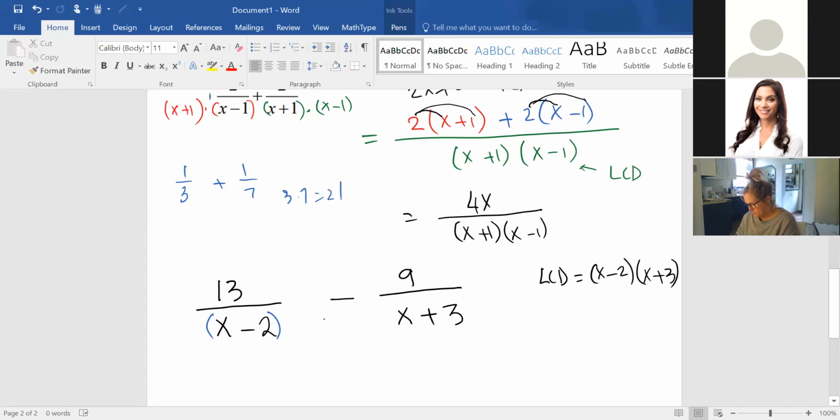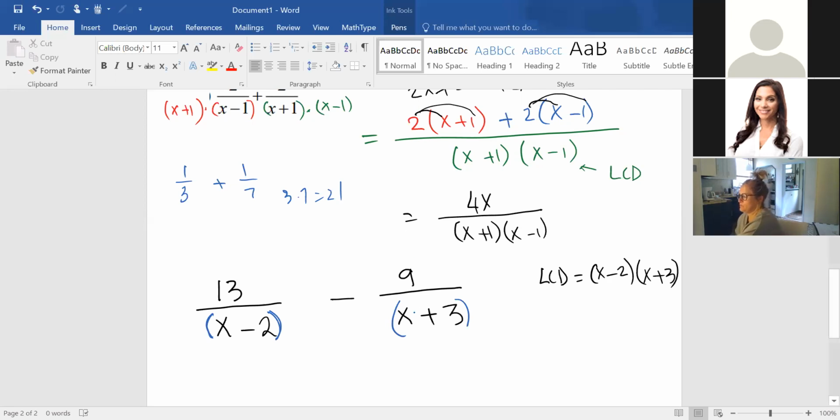It is the same logic here. This one and this one don't share any common factors. When you see x minus 2, we don't isolate the 2, and we don't isolate the 3. It is x minus 2 as a block. X minus 2 as an expression has nothing in common with x plus 3 as an expression. Every time that happens, the LCD is just a combination of both, just a multiplication.